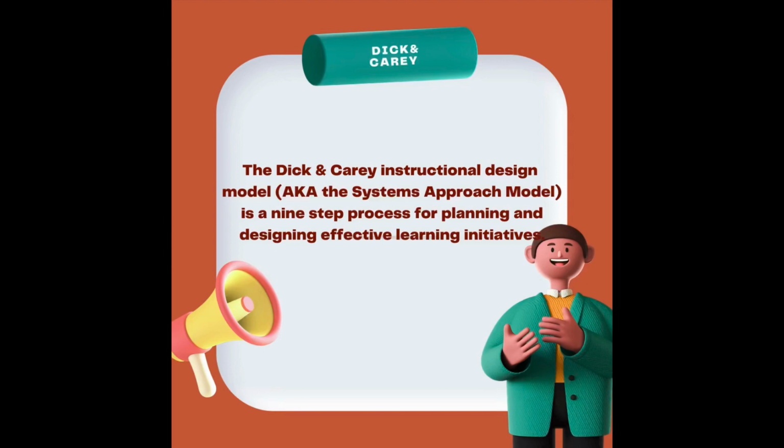Third and last model is the Dick and Carey model. The Dick and Carey instructional design model, aka the systems approach model, is a nine-step process for planning and designing effective learning initiatives. It includes all five stages of the ADDIE model but adds further depth and structure as well. It also has more focus on design and less focus on implementation than the ADDIE model, and builds in iterative development through ongoing revision and instruction.